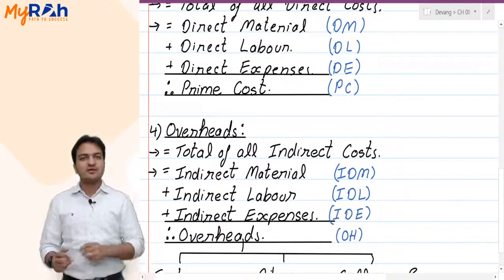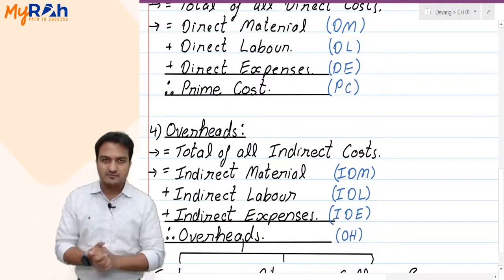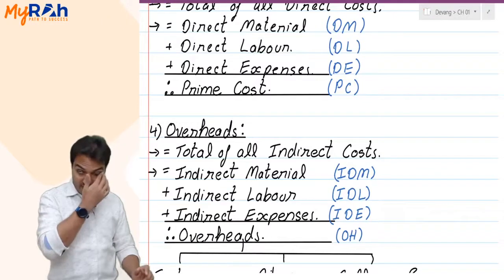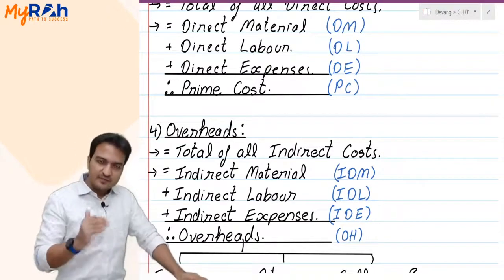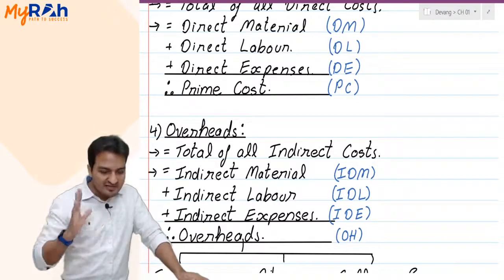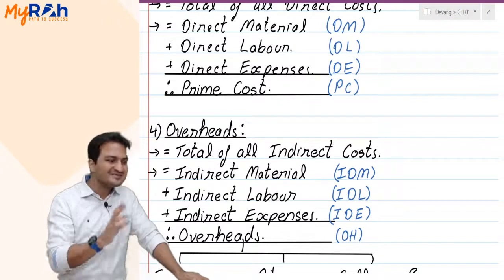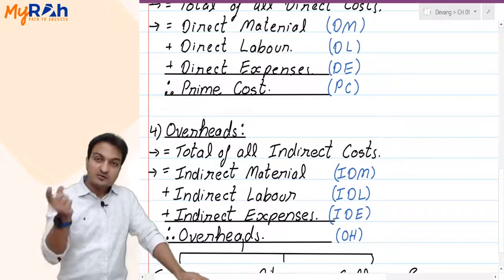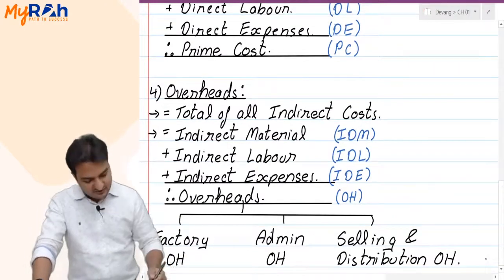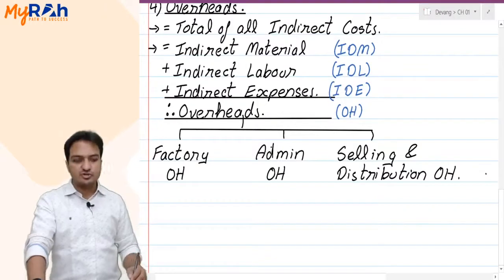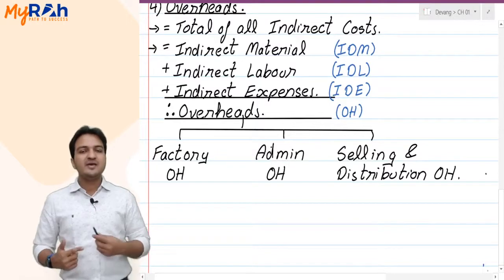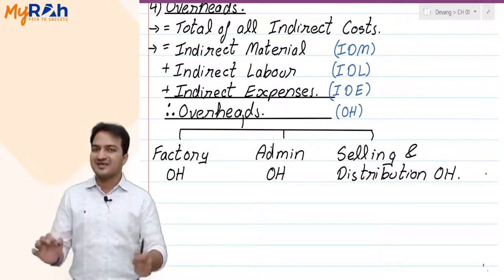Now overheads is a very important part of your subject. In fact, you had noticed that you had a separate chapter entirely dedicated to overheads. Why do you have an entirely separate chapter only for overheads? Well, I'll tell you that when I start the overheads chapter. As of now, you just need to know that overheads means all items of indirect cost. These overheads can be further classified as factory overheads, admin overheads, selling and distribution overheads. This classification of overheads is basically based on where that overhead is incurred.